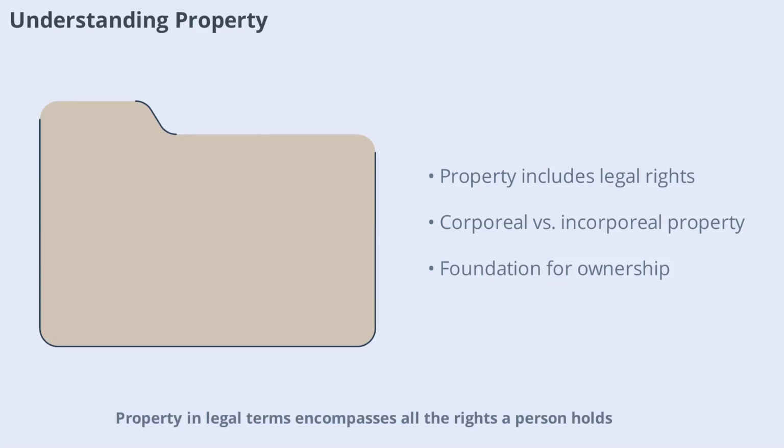Property in legal terms encompasses all the rights a person holds, including both tangible and intangible assets. Tangible assets such as land, houses, and ornaments are known as corporeal property. On the other hand, incorporeal property refers to intangible assets like copyrights and easements. This distinction forms the foundation for understanding how ownership and rights are structured in law.